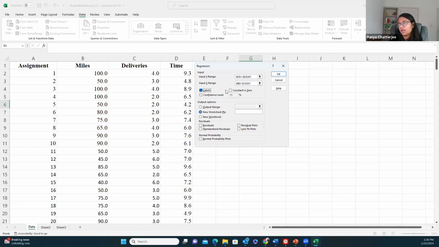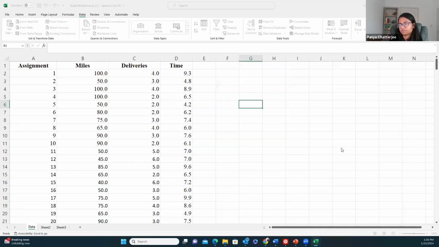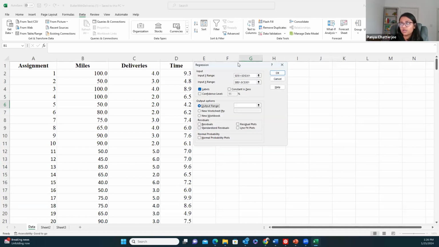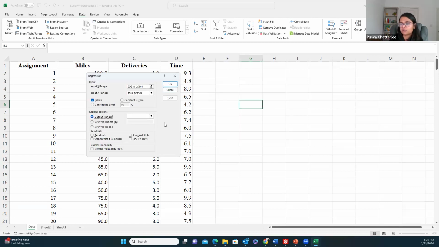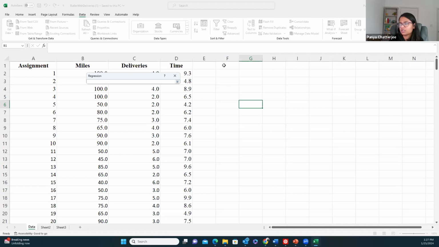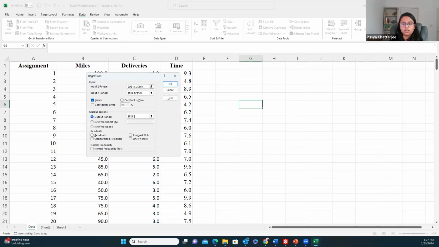Everything else, I'm just not going to put anything right now. We're going to talk about confidence levels and things like that in our later classes. The next thing I'm going to set is the output range. For output range, you can put it basically anywhere you want. I'm just going to put it in F1. Again, any place that is not occupied, you can put your output.